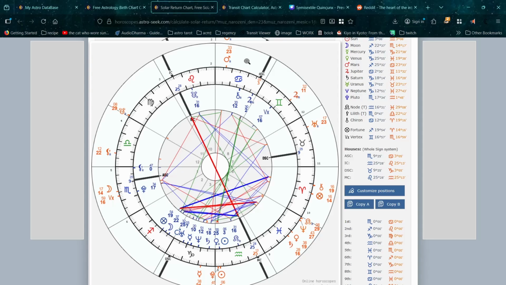The other thing I've noticed is there's too many transits where the only beneficial thing is Jupiter at 22 degrees in the sign of Cancer, directly quincunxing my Moon in the house of support.